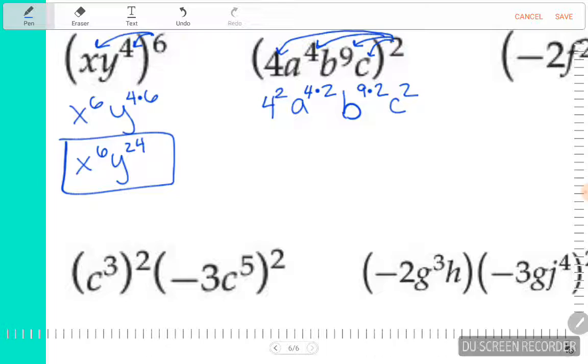So 4 squared, that's the same as 4 times 4, so I can simplify that and write 16. 4 times 2 here gives me 8. 9 times 2 gives me 18, and then the c is just squared.